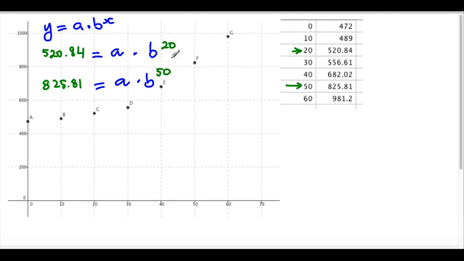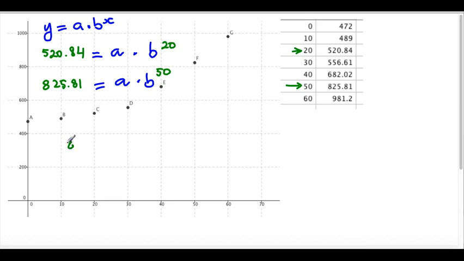So what do we do now? We have actually two equations with two variables, two unknowns a and b in this case. So we can solve it simultaneously. So in this case, I am going to try and divide the second equation by the first equation. So if we do so on both sides, this is what I'm going to have.